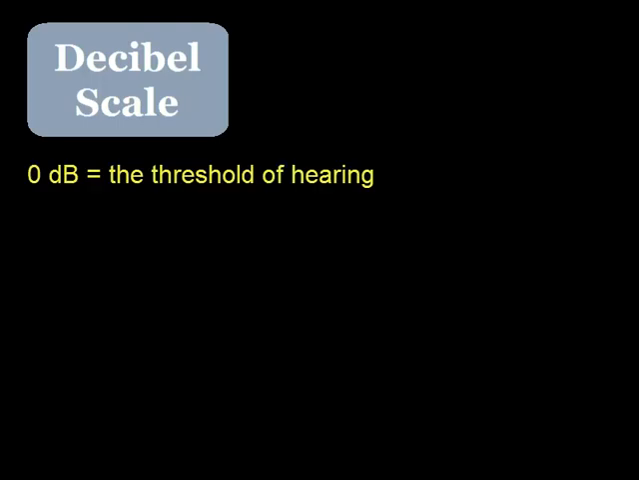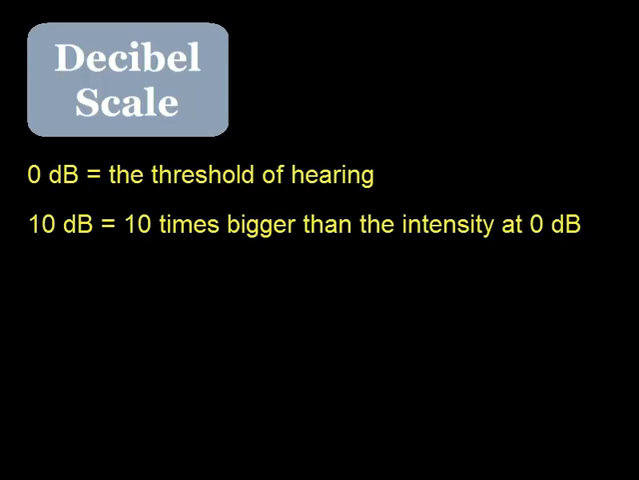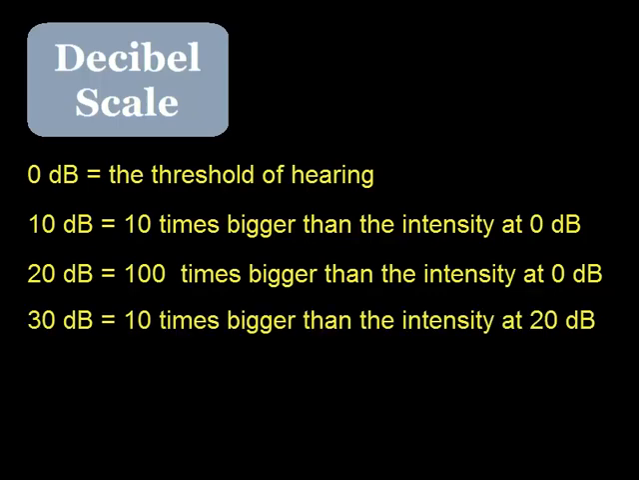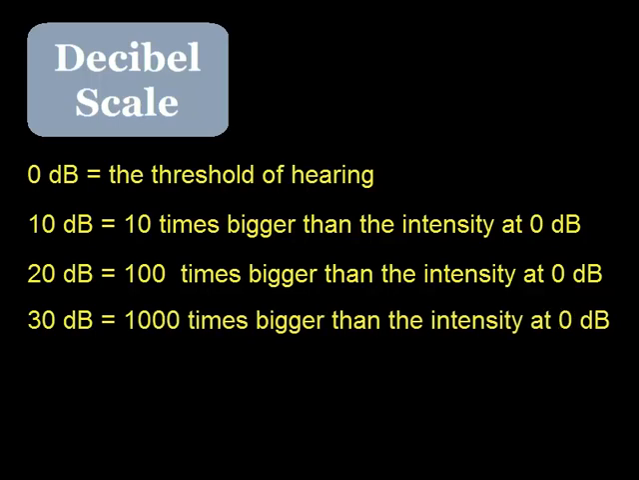Starting with 0 decibels, which is the quietest sound for normal hearing, an increase of 10 decibels means that the sound intensity increases by a factor of 10. 20 decibels is not twice as intense as 10 decibels. It's 10 times as intense, or 100 times as intense as 0 decibels. 30 decibels is 10 times as intense as 20 decibels, and 1,000 times as intense as 0 decibels.